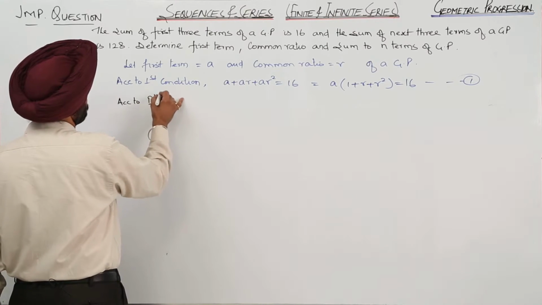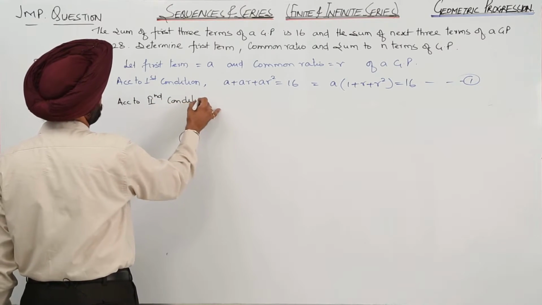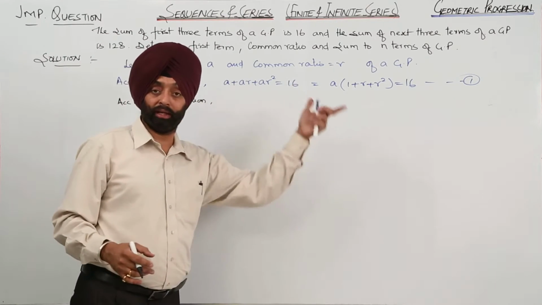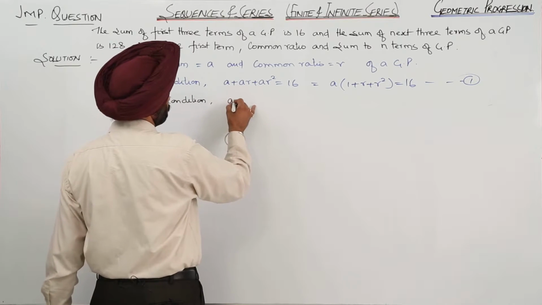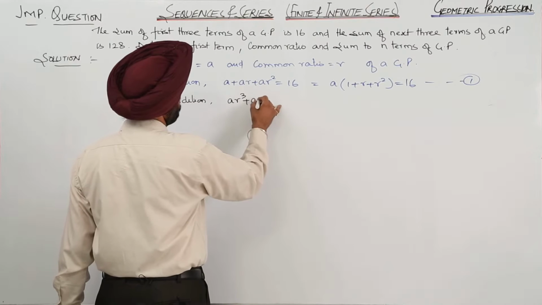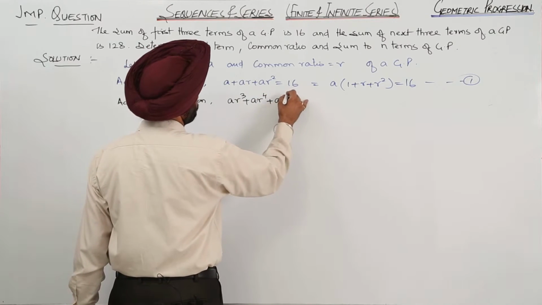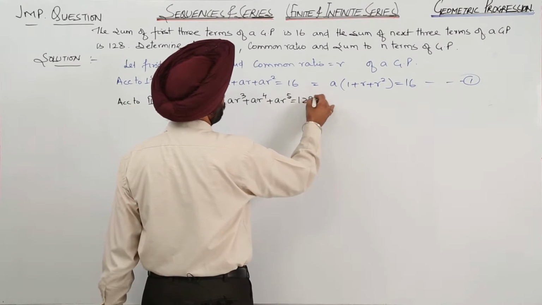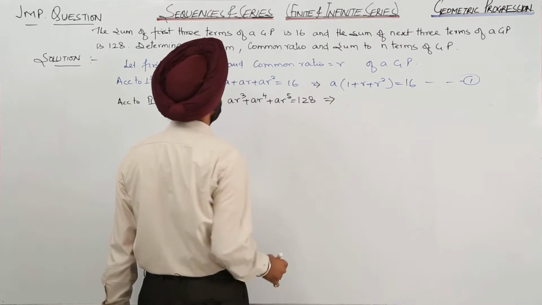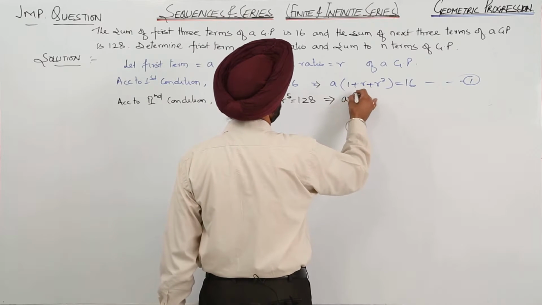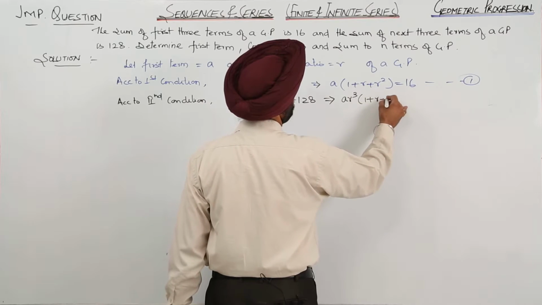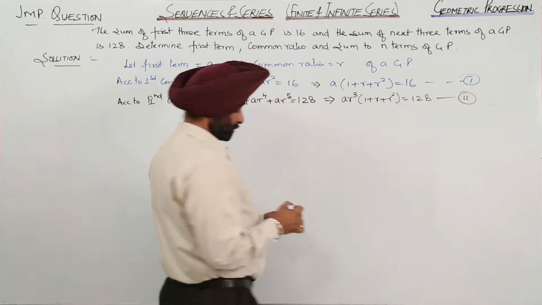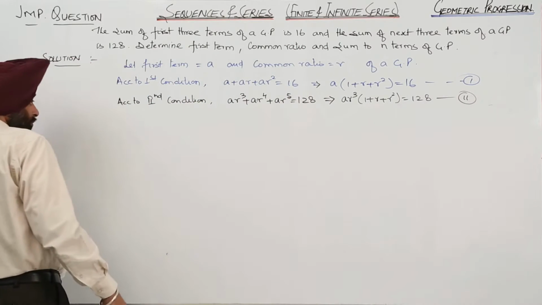Now, according to the second condition, what is the second condition? The sum of the next three terms means first three and next three. Okay. So, we are having AR cube plus AR raised to power 4 plus AR raised to power 5. It is what? 128. And this is equal to, taking AR cube common, AR cube(1 plus R plus R square) is equal to 128. Equation 2.